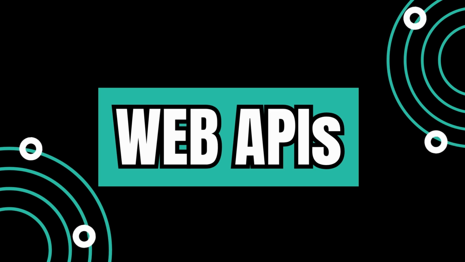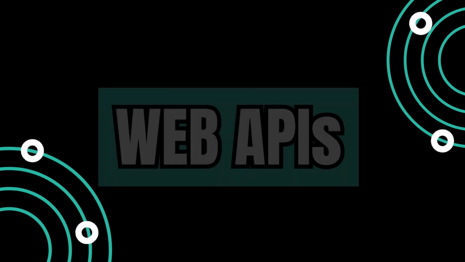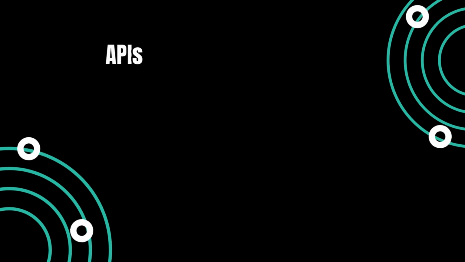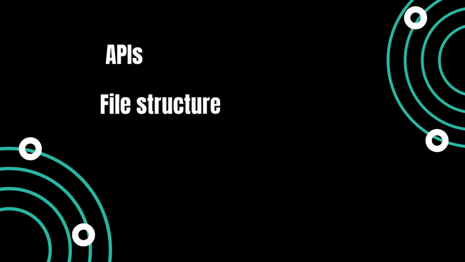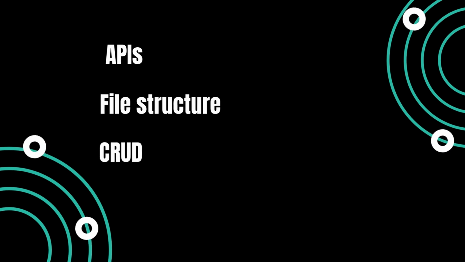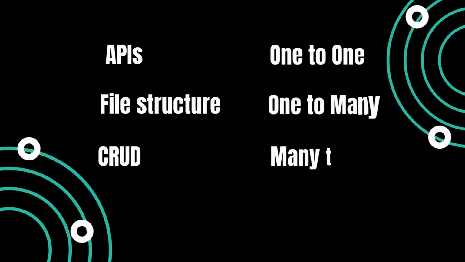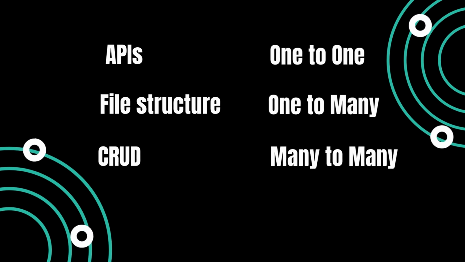Hi everybody, this is Alan, and in this crash course you are going to learn what APIs and web APIs are, why we use them, and you will also see how to create web APIs in ASP.NET Core and how to work with them. We will start with an introduction to APIs and we will see how our files are structured. Then we will create a web API project using the CRUD Operations, and we will see different relationships between our models when we work with web APIs.